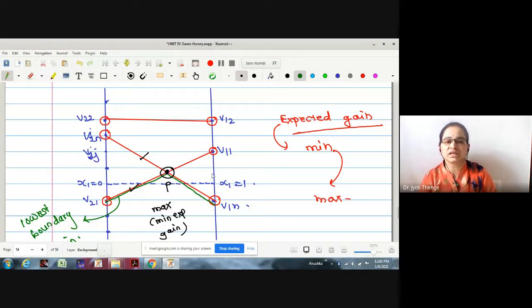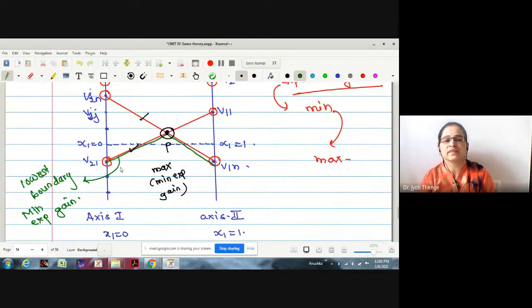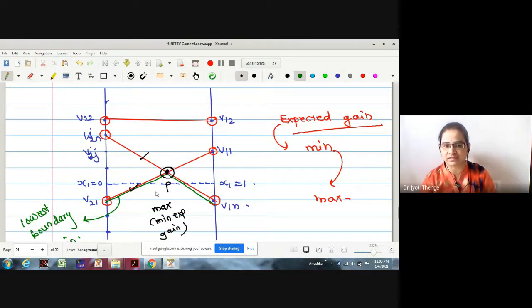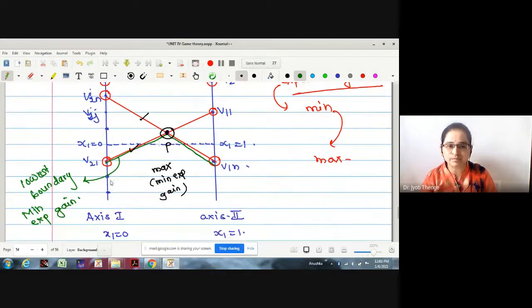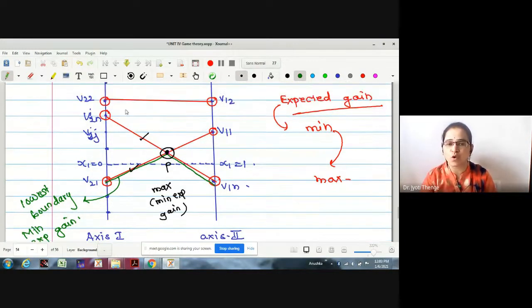Now, these are the expectation lines. Therefore, we are interested in finding the minimum of expected gain. The lowest boundary of the intersection of all these lines will represent the minimum expected gain. So the line which I have drawn twice with the green line will be my lowest boundary, and it is nothing but the minimum expected gain.